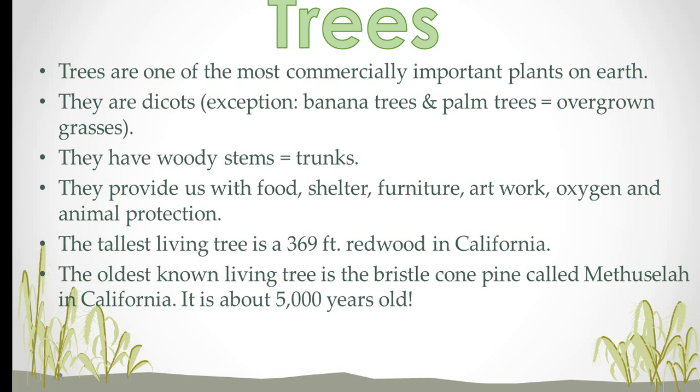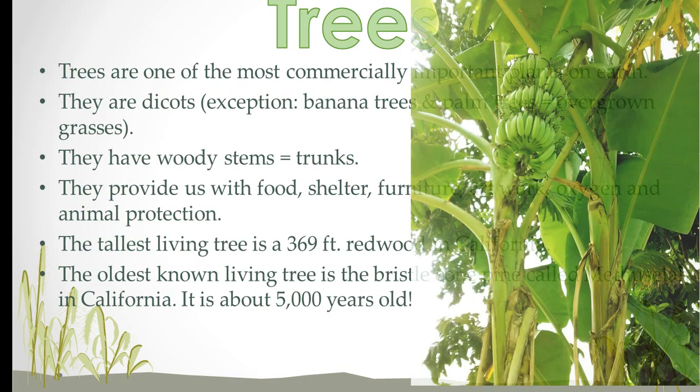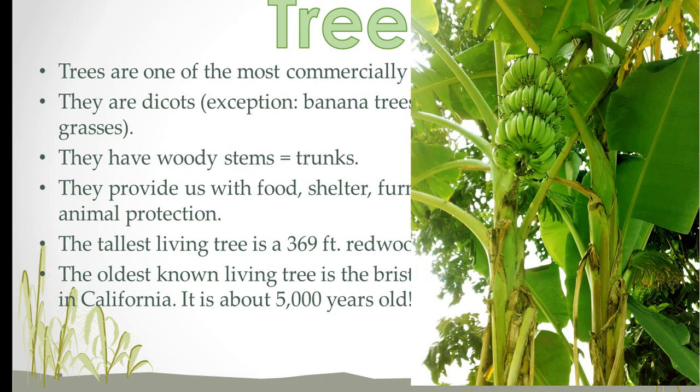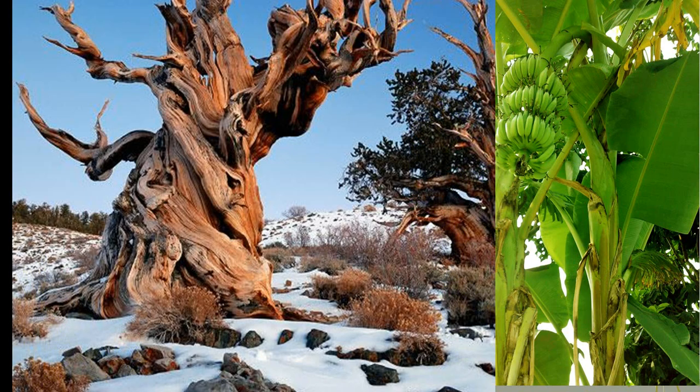Now, you know how we determine the age of a tree, right? So the best way to determine the age of a tree is by counting the tree rings. Okay. Oh, wait, there's a banana tree. Not even a tree, right? This is a bristlecone pine. I'm not sure if it is dead.